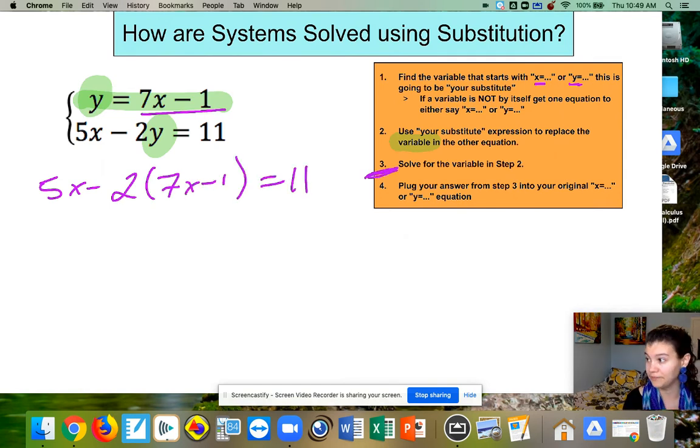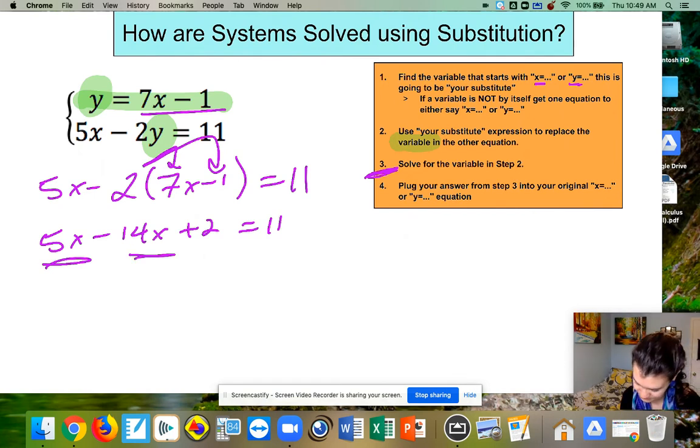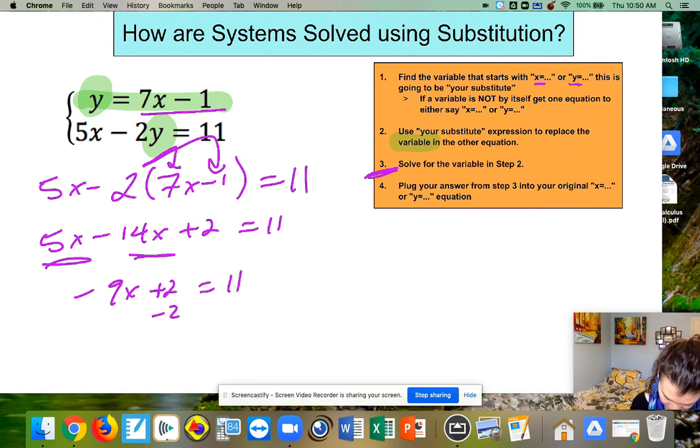Now we're on step 3, where you want to solve. So 5x minus 14x plus 2 equals 11. That comes from distributing this 2 into both of these values. We can combine like terms right here. So you have 5 minus 14. You'll get negative 9x plus 2 equals 11. We can subtract 2, and you get negative 9x equals 9. So x is going to equal negative 1.